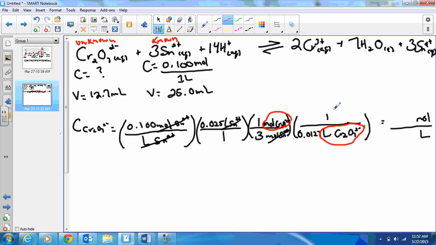You can type this in your calculator exactly as it's appeared here as long as you make sure you include the brackets. And you should get an answer of 0.0656 mole per liter. Another way we could write that is 6.56 times 10 to the minus 2 moles per liter.